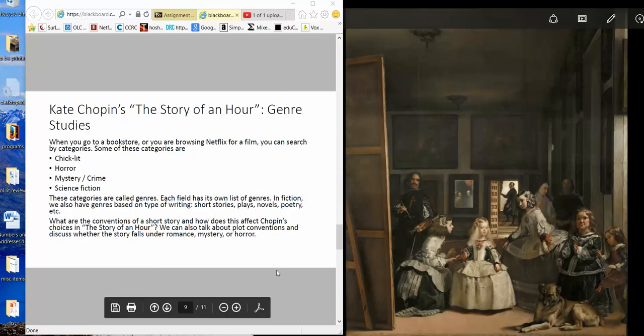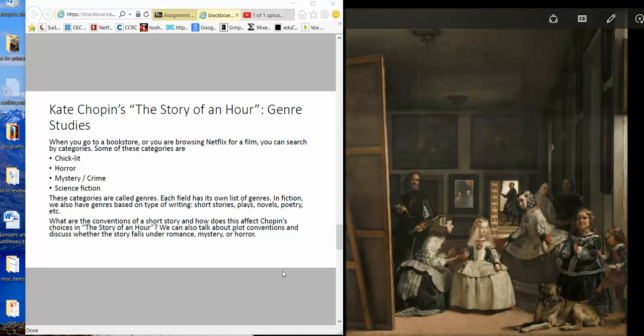Genre studies is pretty interesting. We know that Kate Chopin's Story of an Hour is a short story. Genre can refer to the type of work. Is it a poem? Is it a novel? Is it a movie? Those are all genres of text. We can also look at genres based on what we'd see in a bookstore. You have different categories of books. If you go to a bookstore, you might go straight to the horror books, the mystery section, the fantasy, or the science fiction. Science fiction and fantasy are usually together in the store. Under fantasy, you might look at high fantasy or urban fantasy. There are all these different categories, and they all have their own characteristics.